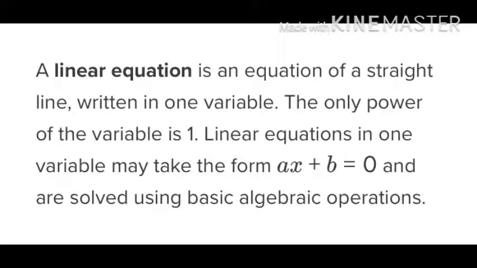The rules for solving a linear equation are as follows. We can add the same number on both sides of an equation. We can subtract the same number from both sides of the equation. We can multiply both sides of the equation by the same non-zero number. We can divide both sides of the equation by the same non-zero number. If (ax plus b) upon (cx plus d) is equal to p by q, then q times (ax plus b) is equal to p times (cx plus d). This process is called cross multiplication.